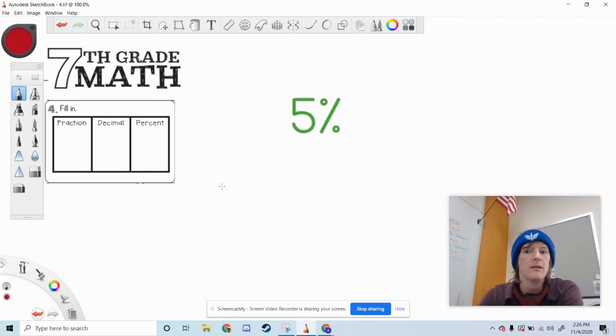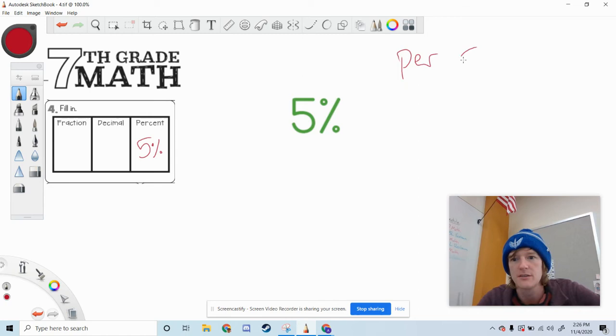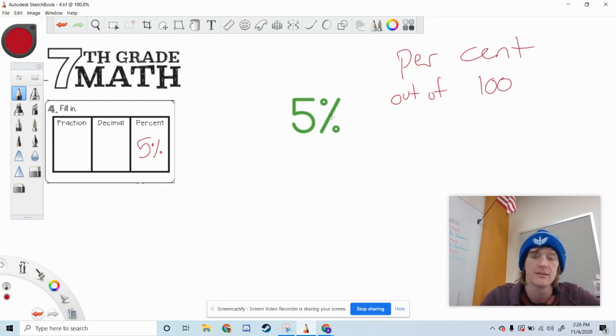Number 4, we need to fill in the table here using this number. This number is 5%. What we know about 5%, well, we can put it right here. 5%. Percent, the word percent means out of, cent means 100. So this as a fraction, just right now, we could say 5 out of 100.